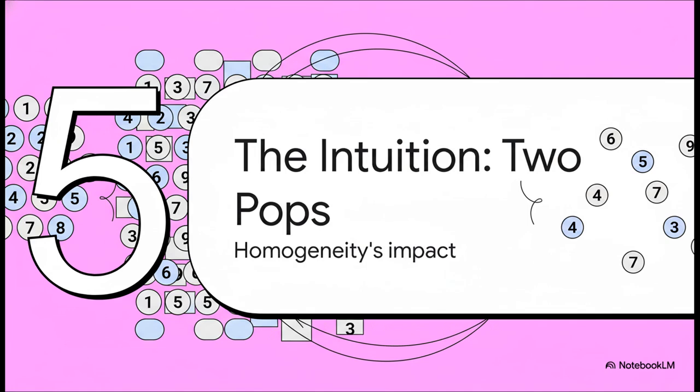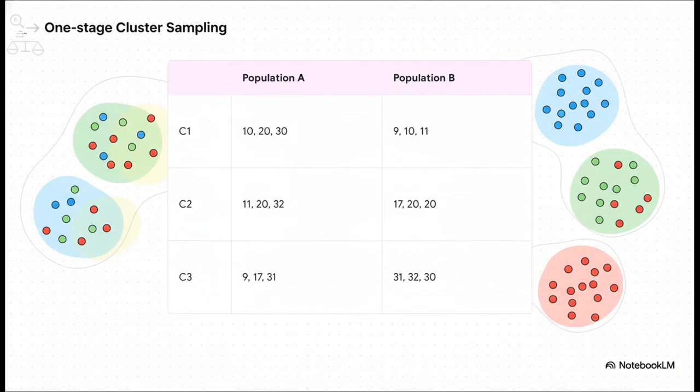Okay, to really hammer this intuition home, let's look at two totally fake extreme populations. We're going to use the exact same 9 numbers in both, but we'll group them into clusters in two very different ways. Okay, look at population A. Each cluster is super diverse, right? It's got a low number, a middle number, and a high number. Each cluster basically looks like a mini version of the whole population. Now look at population B. It's the complete opposite. The clusters are incredibly homogeneous. All the low numbers are in cluster 1, all the middle ones are in cluster 2, and all the high ones are in cluster 3.